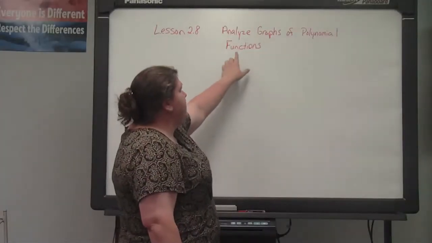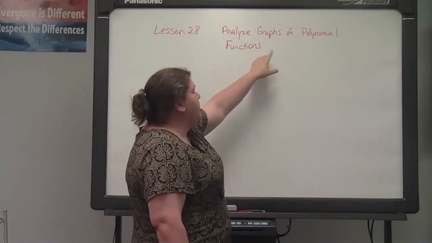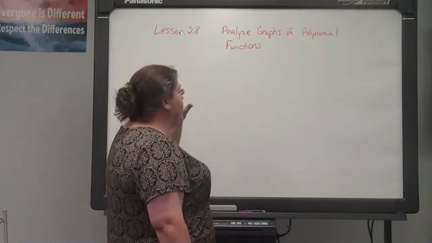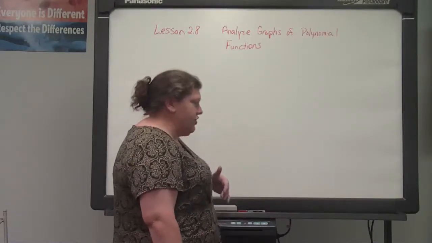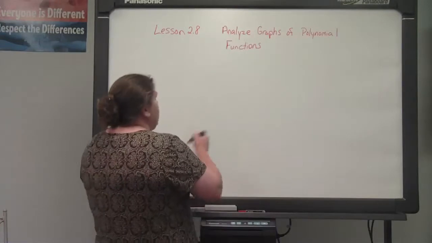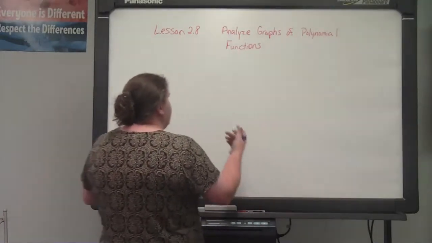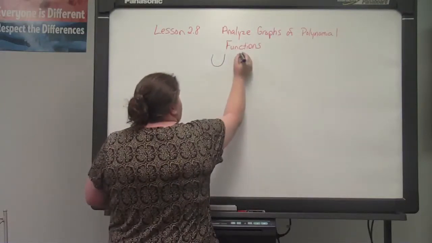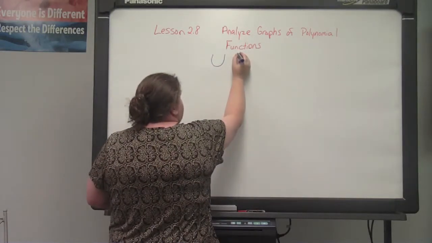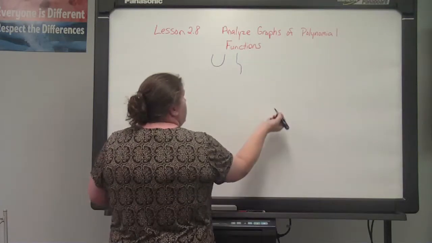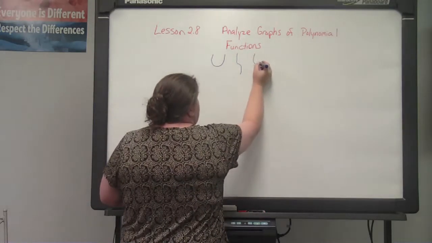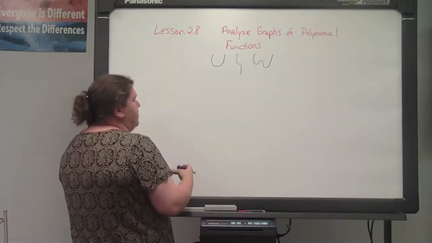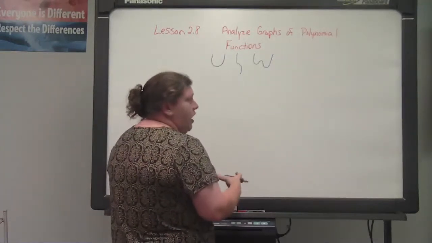Today's lesson is going to be over analyzing graphs of polynomial functions. The first thing you need to keep in mind with the graphs of polynomial functions is that you will see different shapes. You might see a U. You might see what I call a form of an S. You might see something that looks like a W. So there are multiple ways that you can see a graph of a polynomial function.